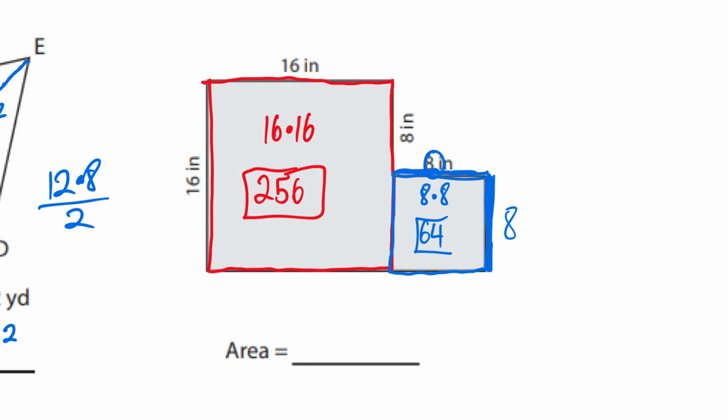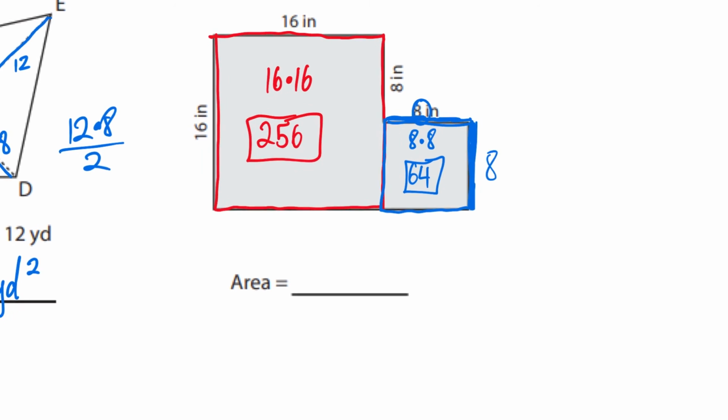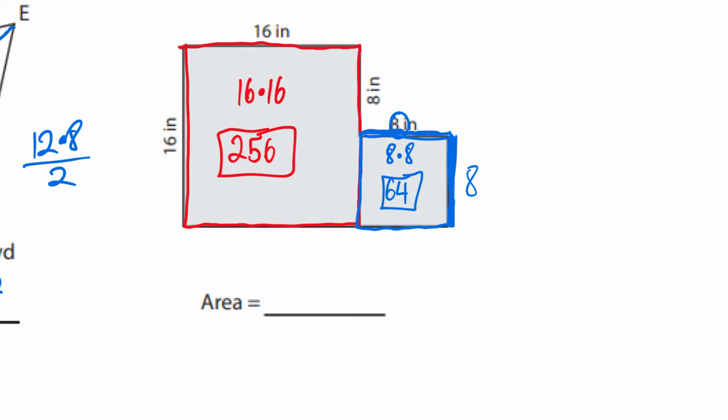It's 64. So what am I going to do to find the area of that whole thing now? 64 plus 256. Very good. So I'm just going to add those up. 256 plus 64.